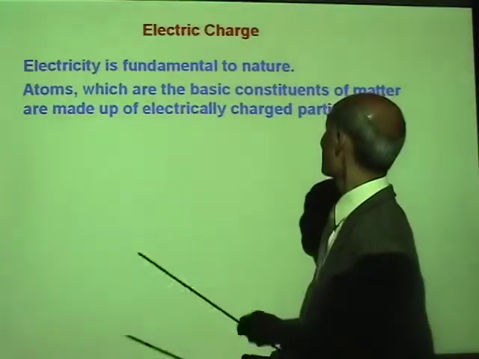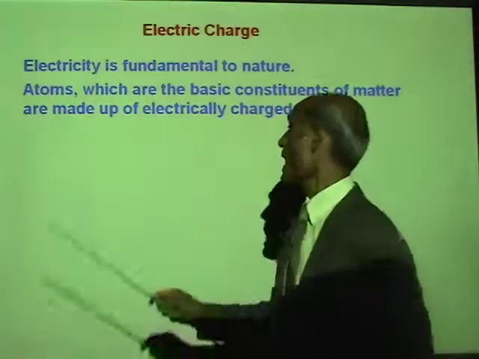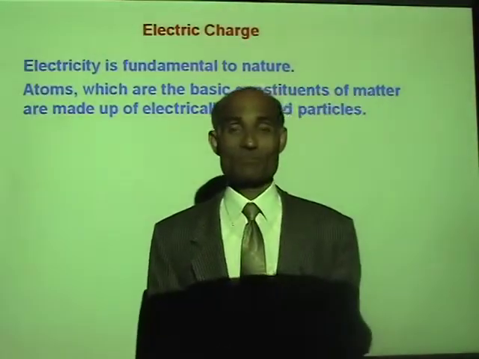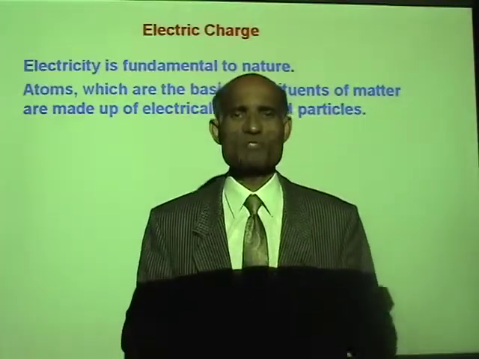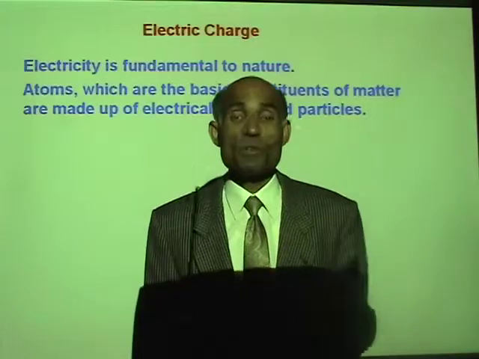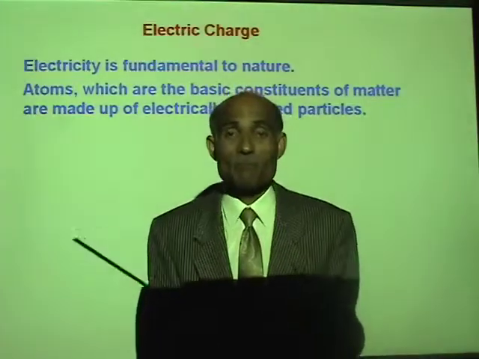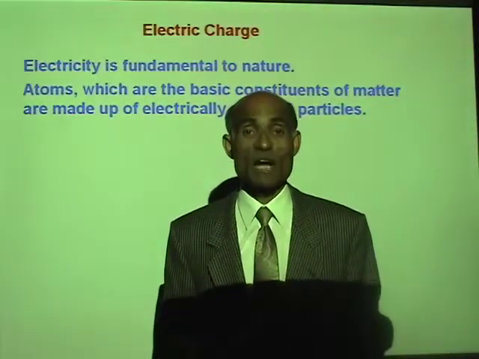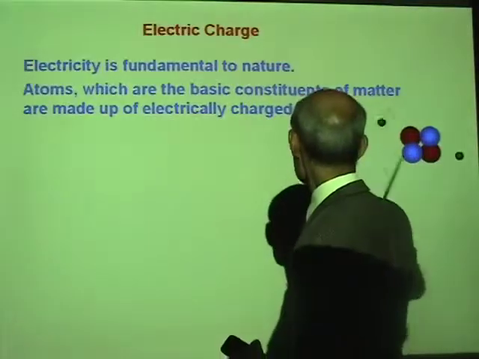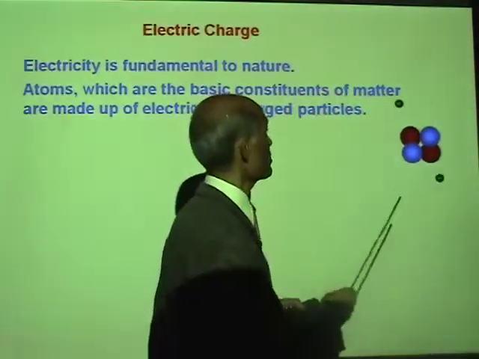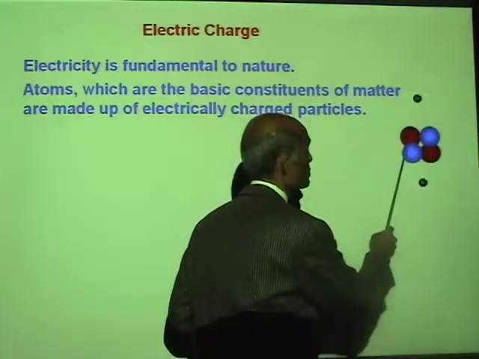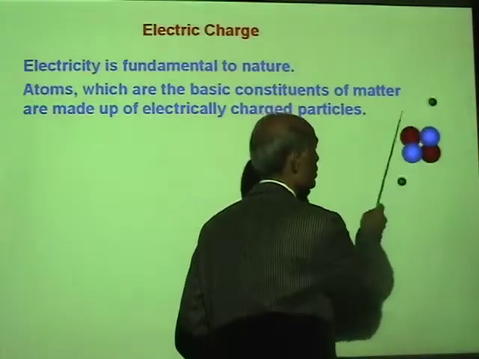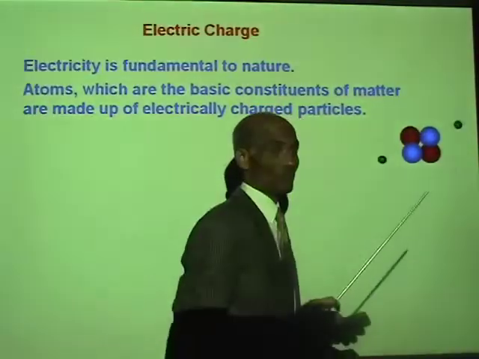Atoms, which are the basic constituents of matter, are made up of electrically charged particles. I'm sure most of you know what those electrically charged particles are. The two most important particles that make up all matter are electrons and protons. I'm sure most of you have a picture of electrons and protons. The protons are at the center of the atom, which we call the nucleus, and electrons are moving around it.